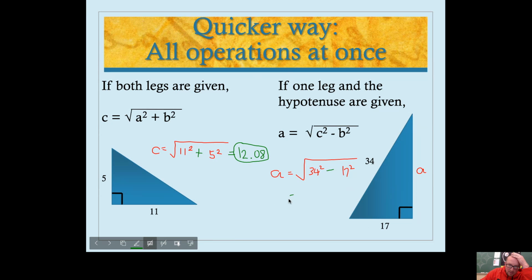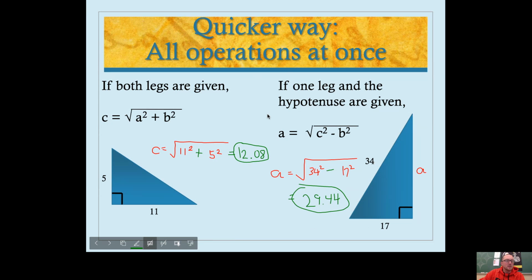So I'm going to type that into the calculator again. Square root 34 squared minus 17 squared. That's going to give me 29.444. I'm going to keep two digits, just like money. I want the nearest hundredth. I'm just going to leave it as 29.44. Does this make sense? Well, it's a leg, so it better be less than your hypotenuse.